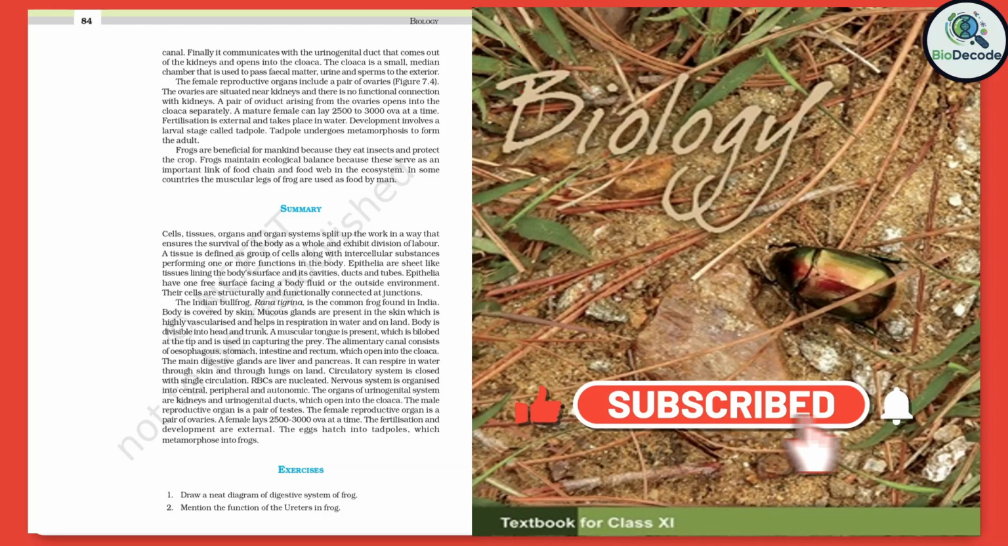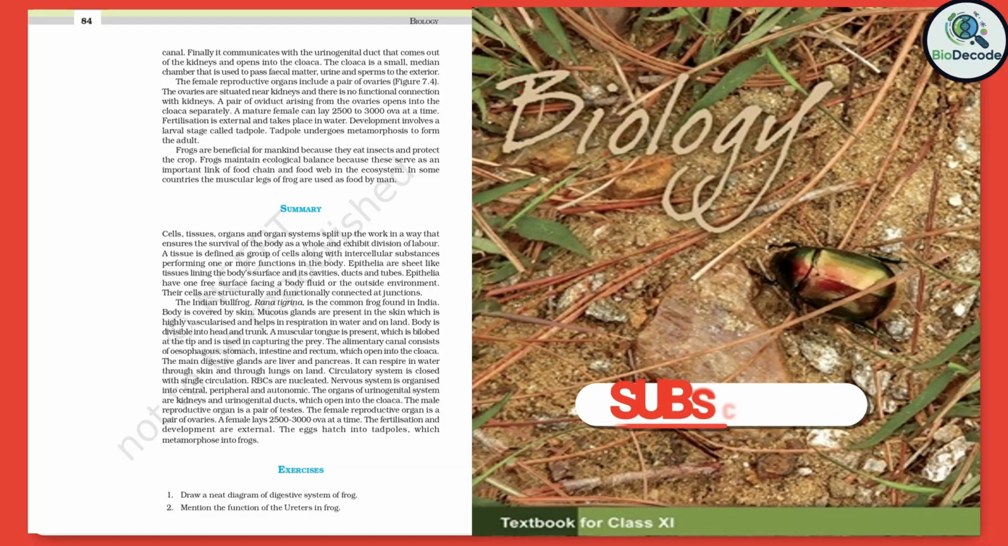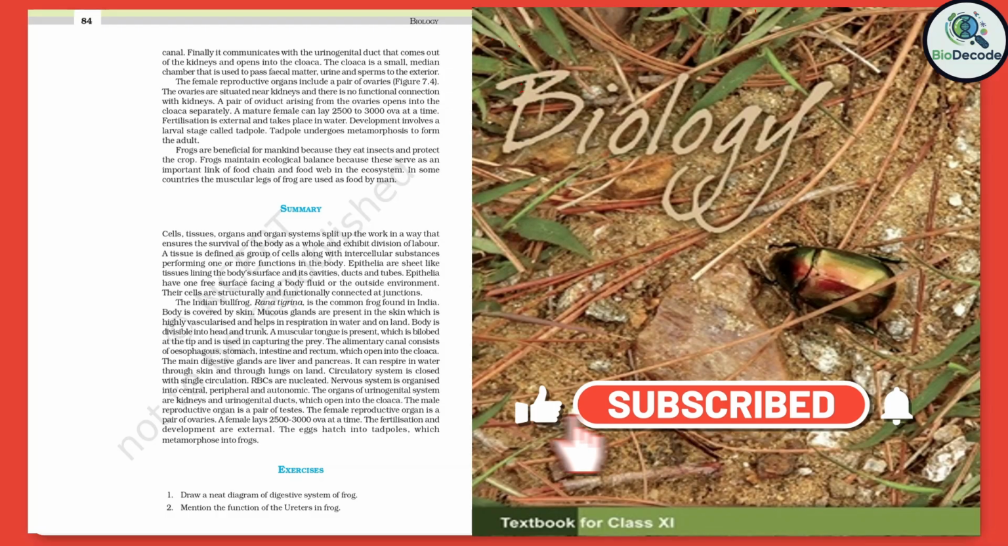Chapter 7. Structural Organization in Animals, NCERT Solutions and Key Questions.